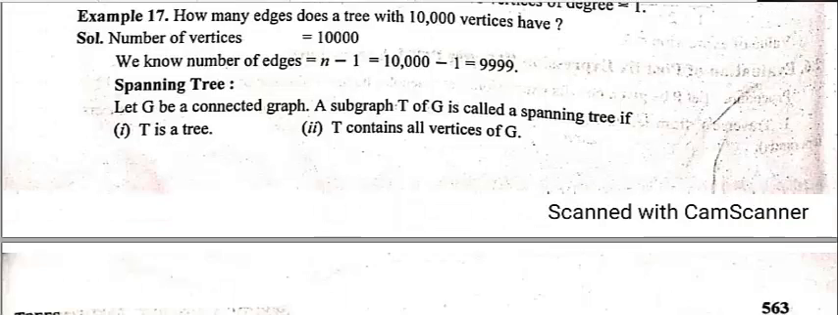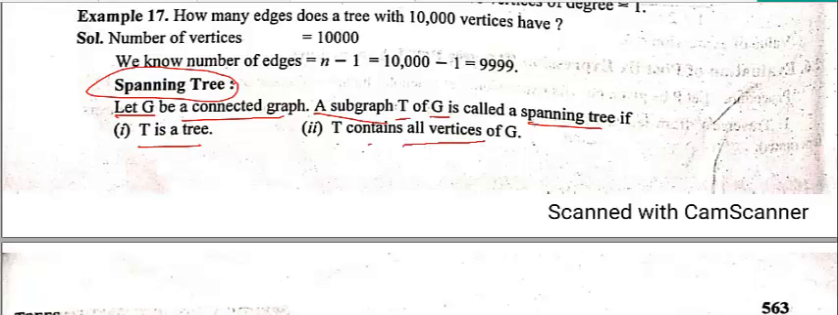The next topic is the last topic of your syllabus, the spanning tree. It is very useful for the theoretical examination. Let G be a connected graph, meaning everything is connected. A subgraph T of G is called a spanning tree if T is a tree and T contains all the vertices of G. G is a graph, but T must be a tree containing all the vertices of G. Then it is known as a spanning tree.